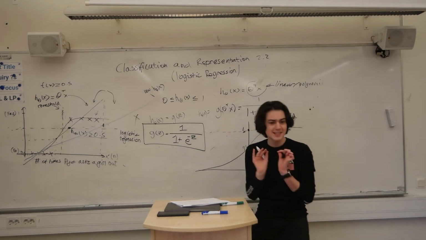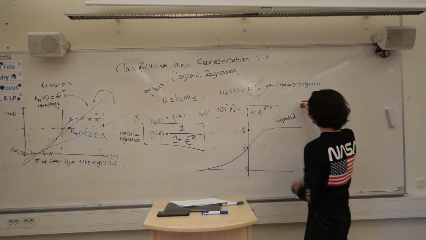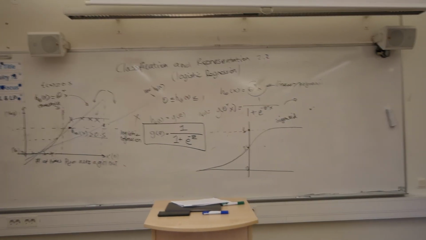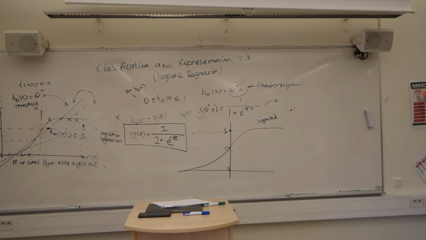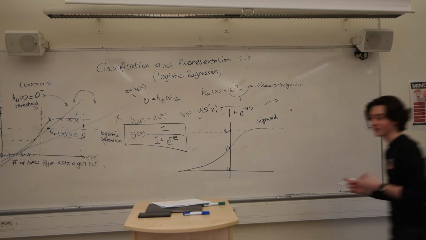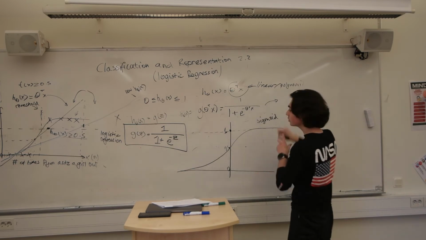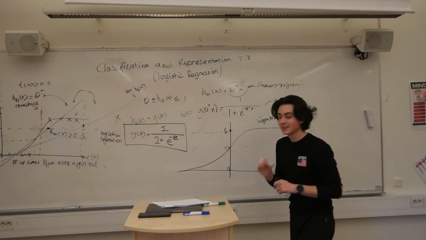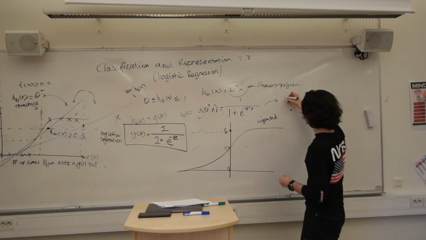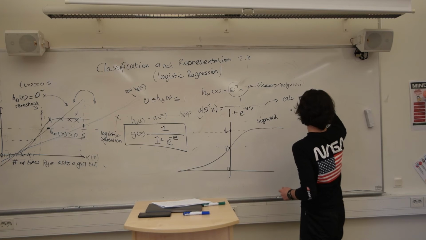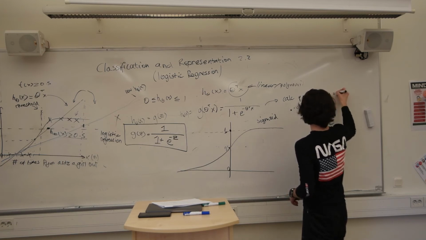What h theta of x actually does is calculate the probability that y equals 1. So this calculates the probability that y equals 1.